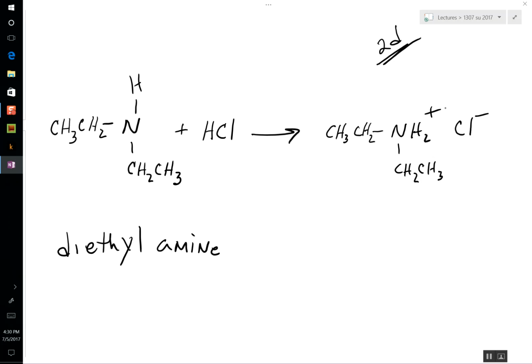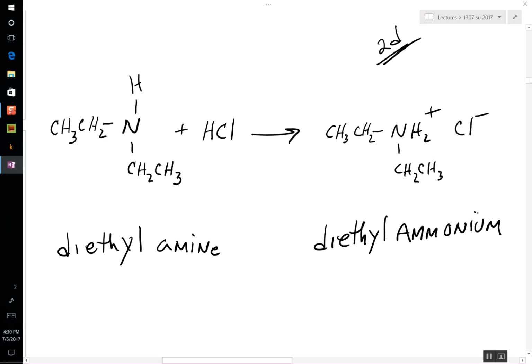So diethylamine became diethylammonium. Remember, I said when it's got a +1 charge on it, it's not amine anymore. The name has to change to ammonium. Whether it's a quat salt or reacted with HCl, when it's got a +1 charge on it, this is what its name's going to be: chloride. Diethylamine becomes diethylammonium chloride. You follow that?